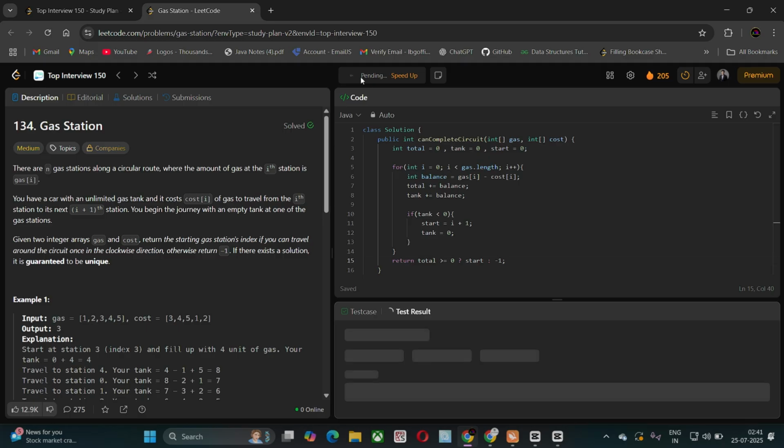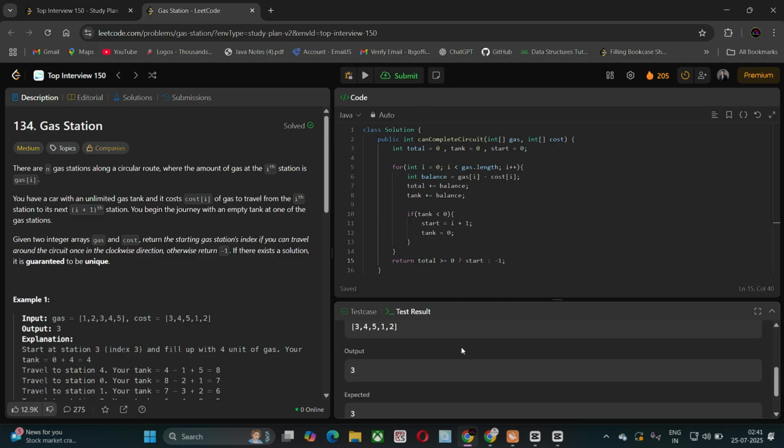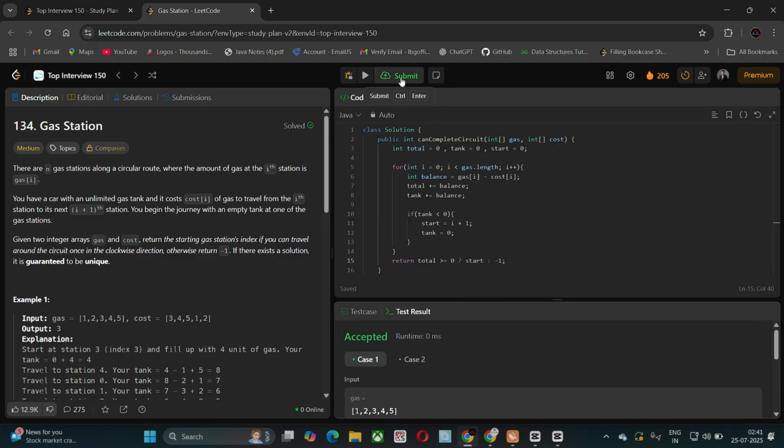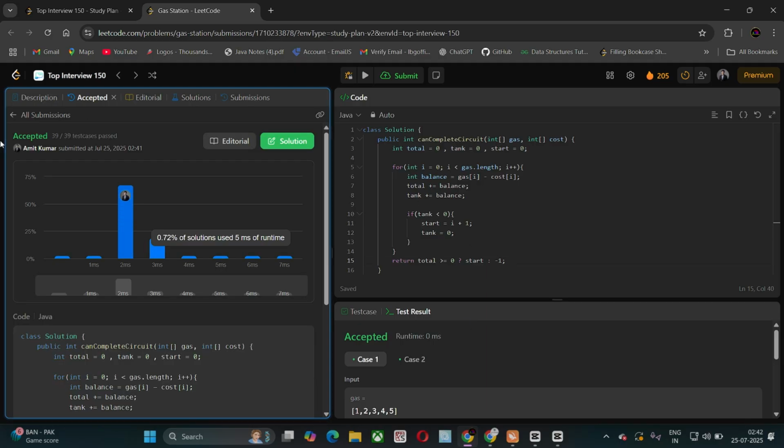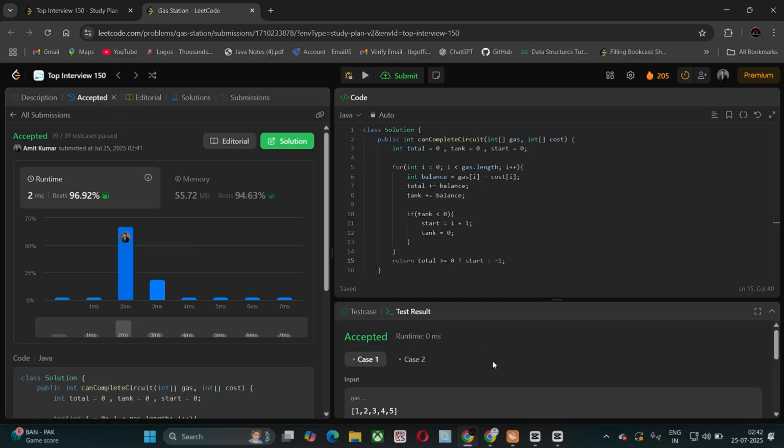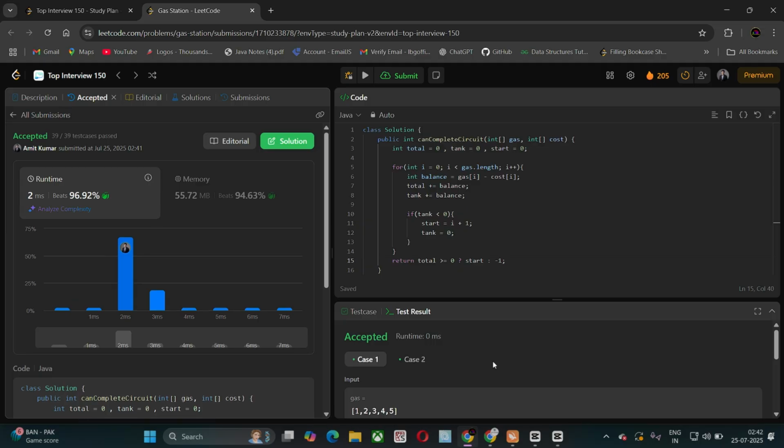Just wait and see. Okay, it is accepted. Now submit it. If you have a doubt in the code, please comment and I'll make sure to fix that. Now it's submitted. So I hope you understand the process.